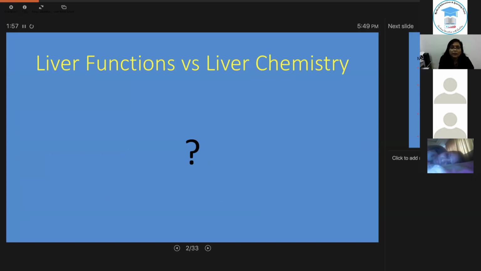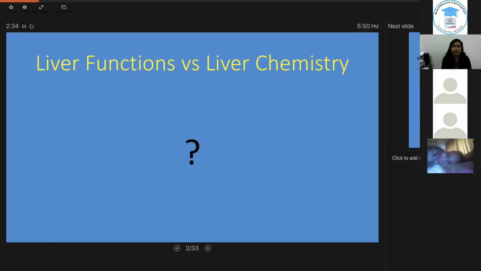Liver function test basically is a misnomer. Why? Because by just doing 5-6 tests, we cannot assess the liver. The liver is a very big organ with so many functions in our body. It has been compared to the engine of a car. Just like an engine is the most important part in the car, in the same way, the liver functions in our body. So to assess the entire liver function is very difficult by doing a few simple tests.